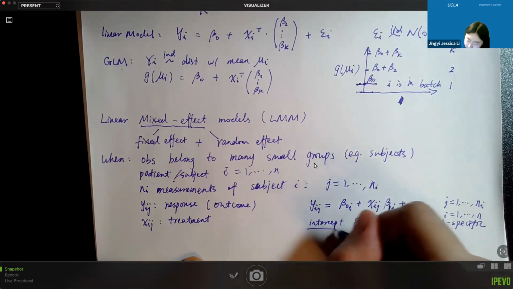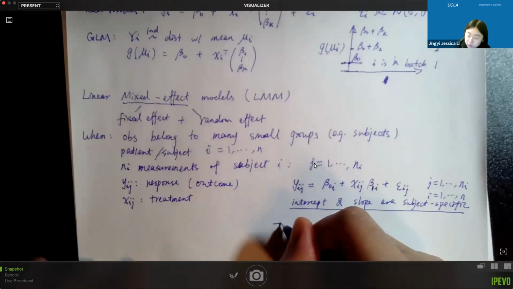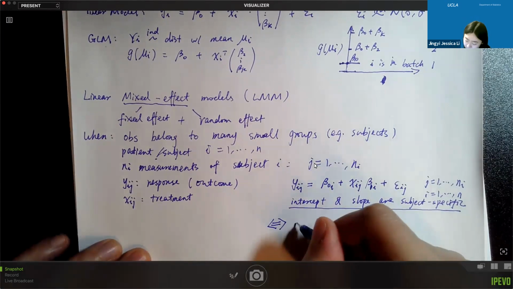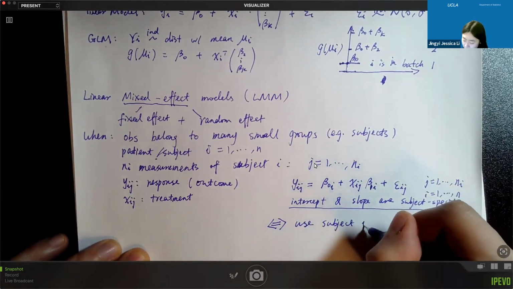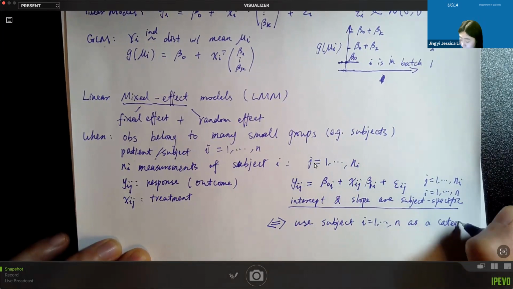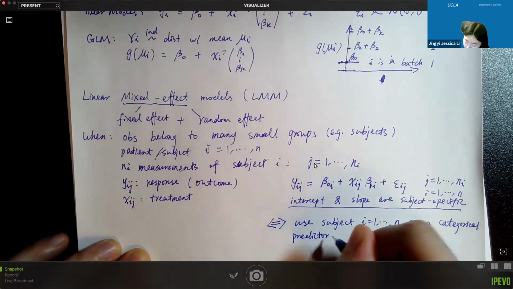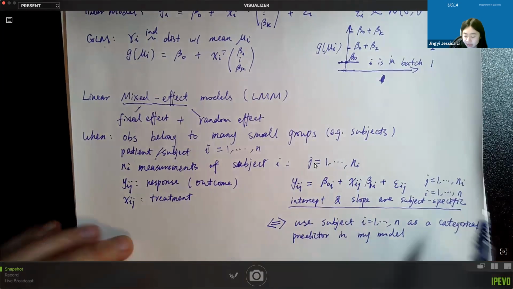So you see, if I do this, this is equivalent to incorporating subject as a categorical predictor into my model. Use subject i from 1 to m as a categorical predictor in my model. So I could do it this way or this way, and they are actually equivalent.